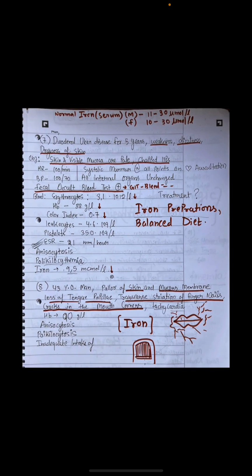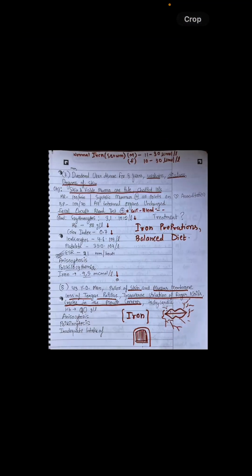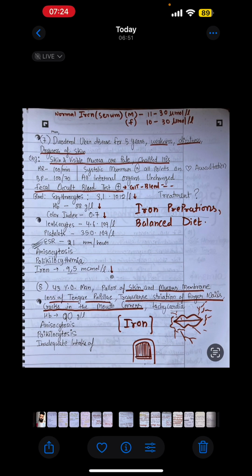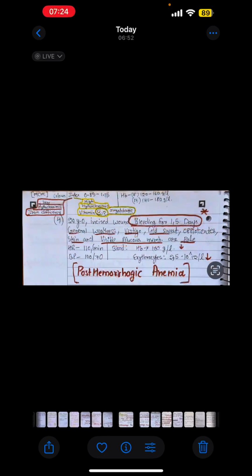Here nothing very typical is given, like the color index is not given in the question. So remember that the nail changes are characteristic of iron deficiency anemia. Let's see the next cases.